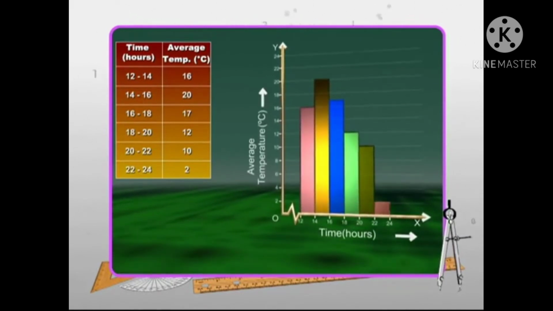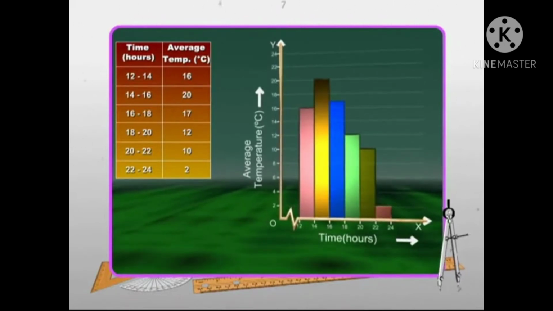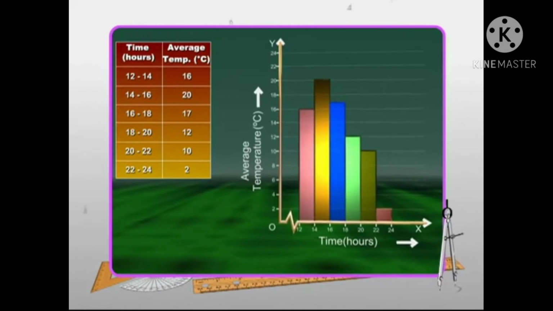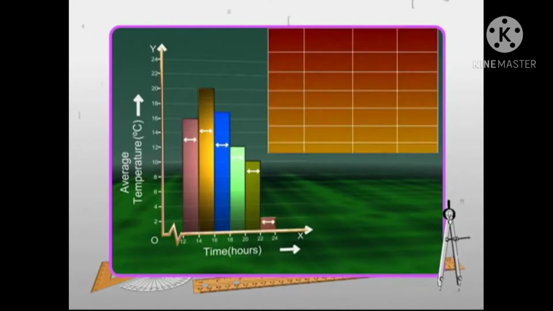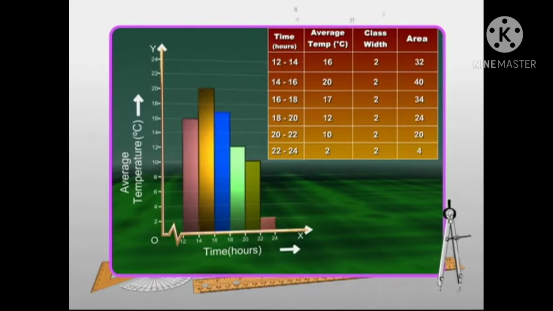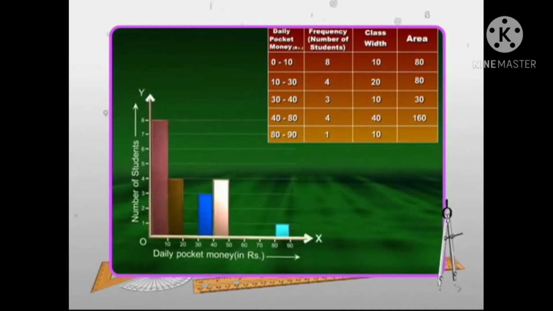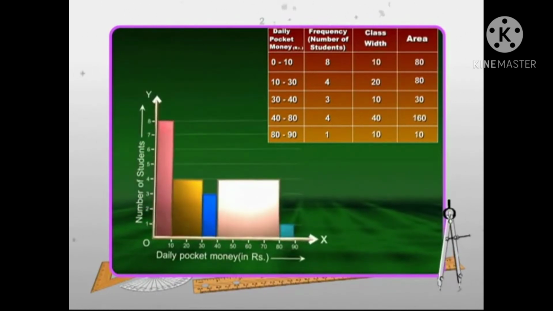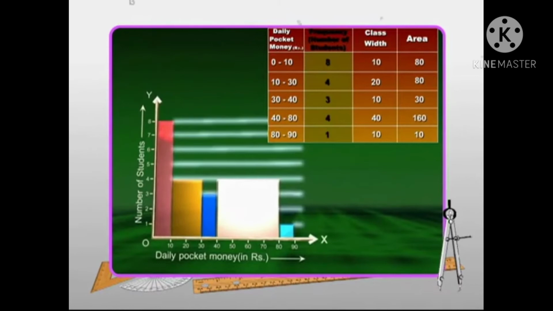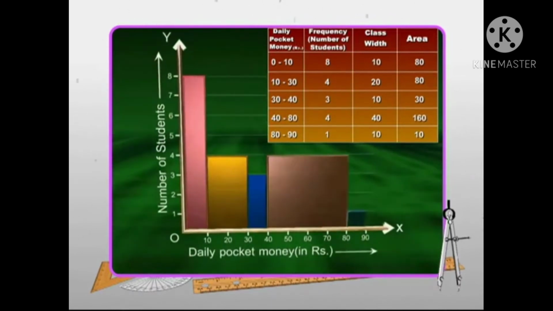Also, if the first class interval is not starting from 0, then a break or a kink is marked on the x-axis. In a histogram, when all the bars are of equal width, the areas of the rectangular bars are proportional to the corresponding frequencies. But in case the width of the rectangular bars vary, the area of the rectangular bars is not proportional to the frequencies.